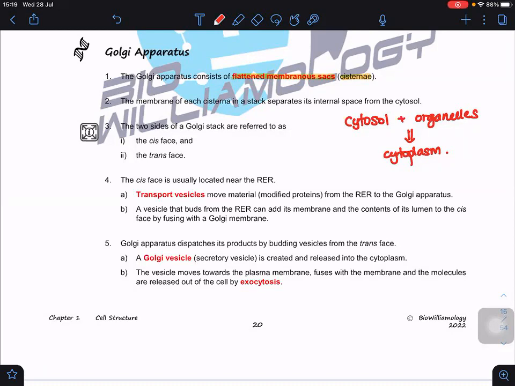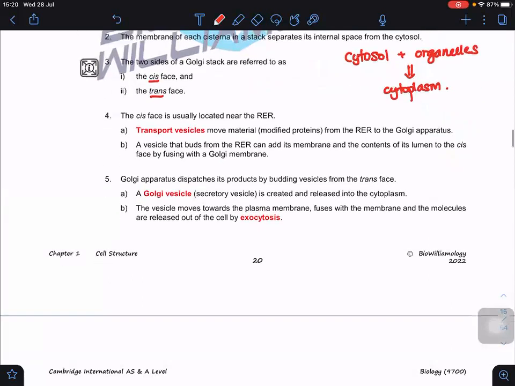As I said before, it forms what we call compartmentalization, and we give them names. When you see this symbol, it indicates extra information for you guys. Looking at the stack, we can identify one as the cis face and another called the trans face. It's just a name given to show a slight difference in their structure. Generally, the cis face is going to face or be near the RER.